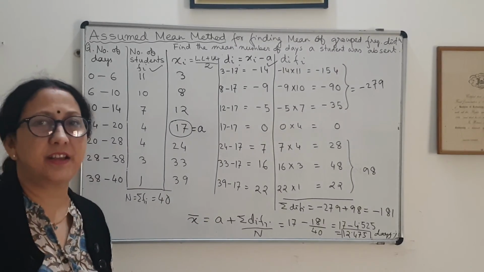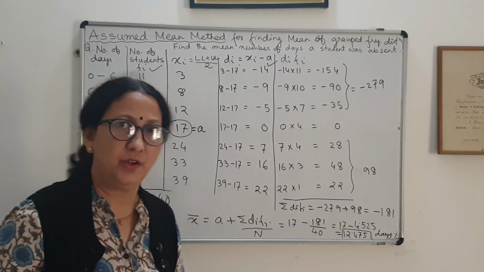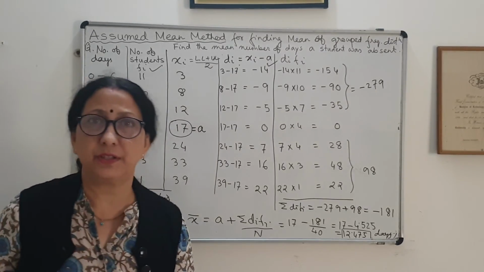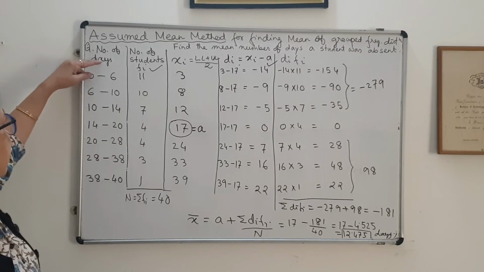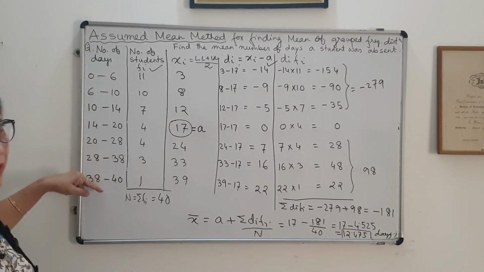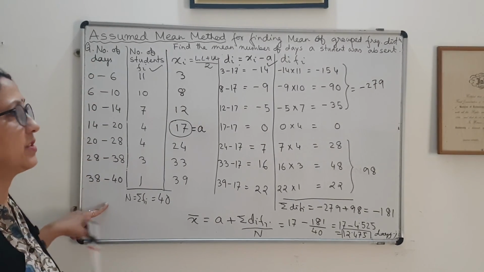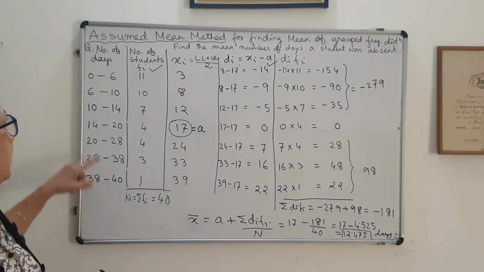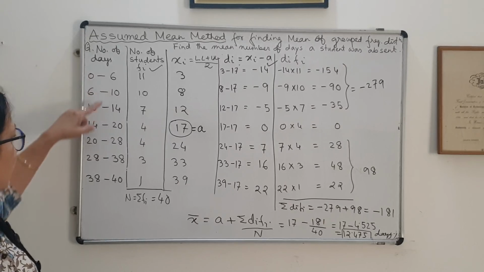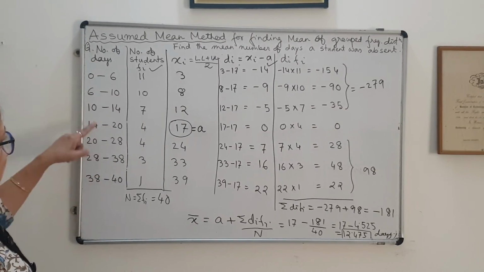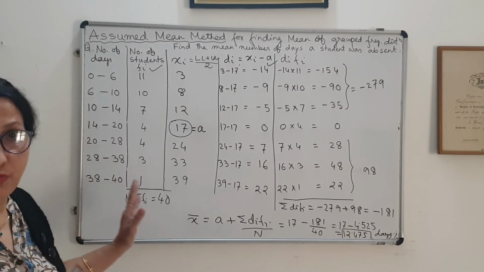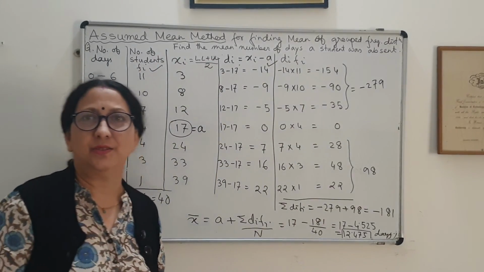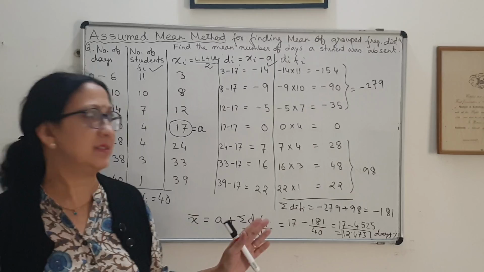Okay, so in my next class I'll explain the step deviation method, which is a better method than this. The step deviation method is possible only when the class sizes are uniform or constant. Only then can we use the step deviation method, where the calculation is much simpler. But when the class size is not constant, we cannot go for step deviation. We have to do it by the assumed mean method. Okay, so I think this method is clear to you.